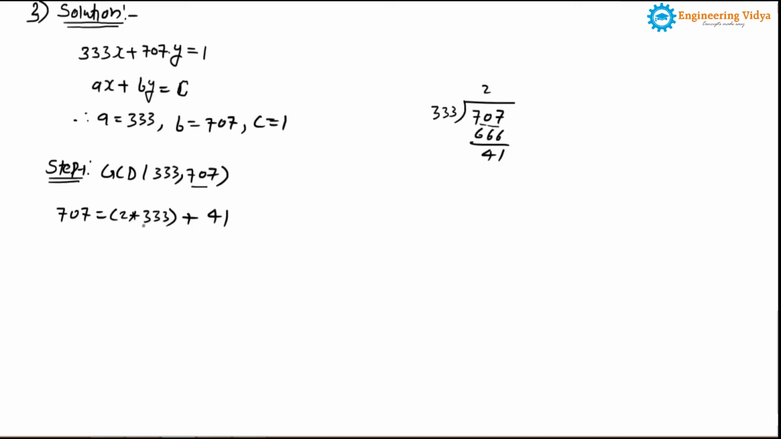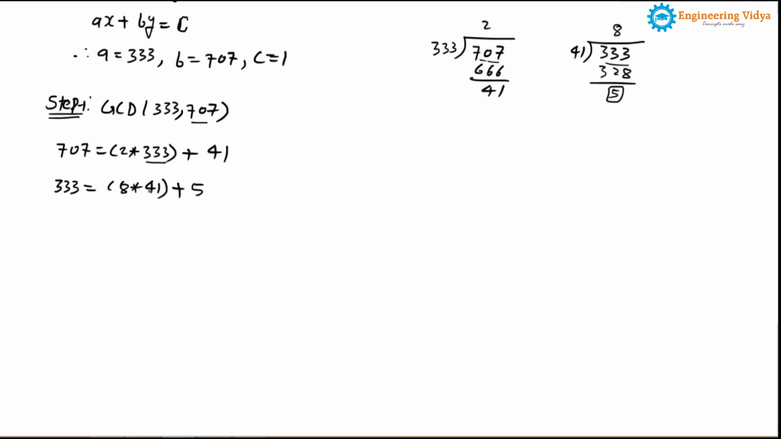And after that what we'll do over here, since here we have 333, so 333 will be divided by 41. 333 divided by 41 will go 8 times, and 8 times it will be 328, and the remainder will be 5. Hence 333 can be written as 8 into 41, and the remainder is 5. So we'll write 5 over here.